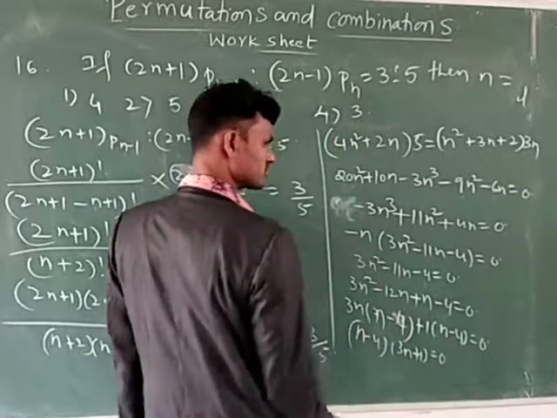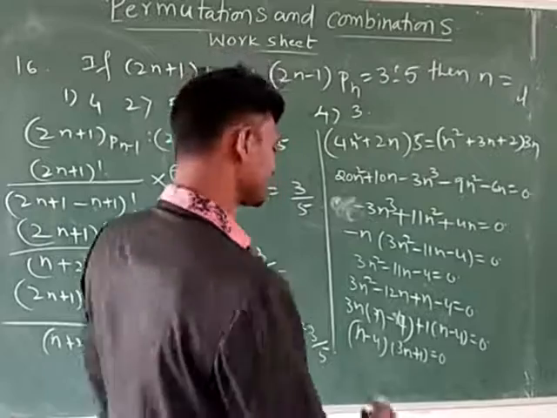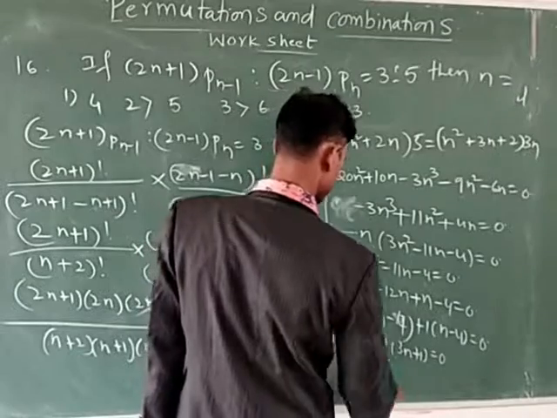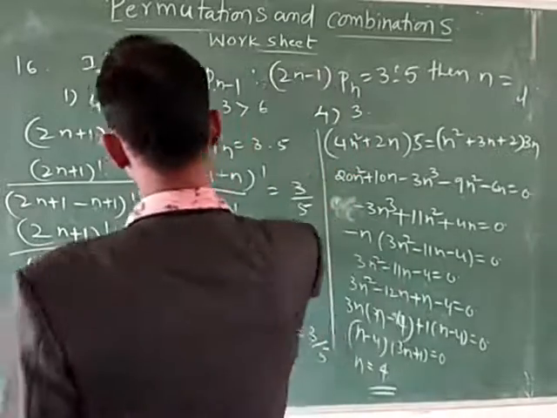Here 3n plus 1 is equal to 0 means n is equal to minus 1 by 3. This is not possible, as n is always a positive integer only. So n is equal to 4. This is the first option.